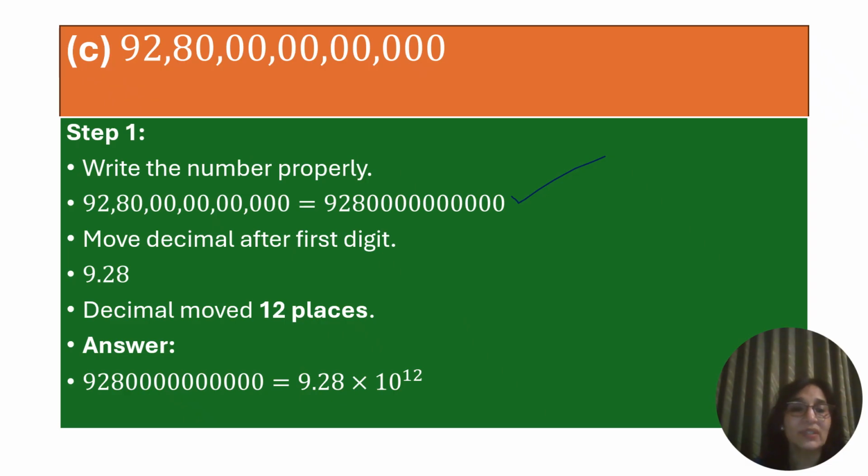Even if you count this, children, like 1, 2, 3, 4, 5, 6, 7, 8, 9, 10, 11 and 12. So here if you see, we have moved 12 places. I hope this point is clear to you, children. So pause the video and try to solve it yourself. It will make complete sense to you all.